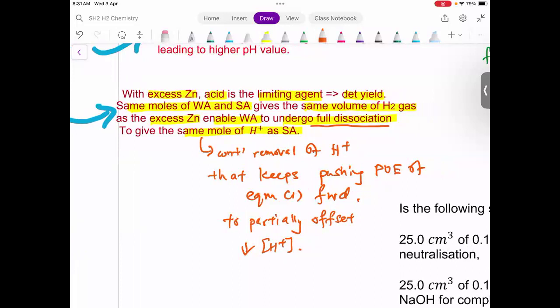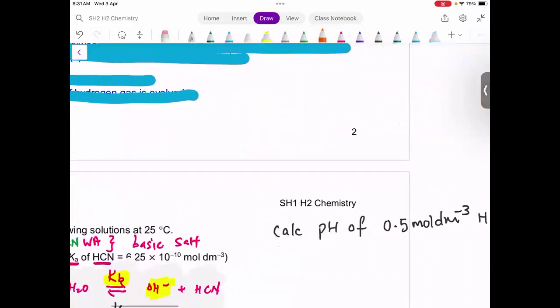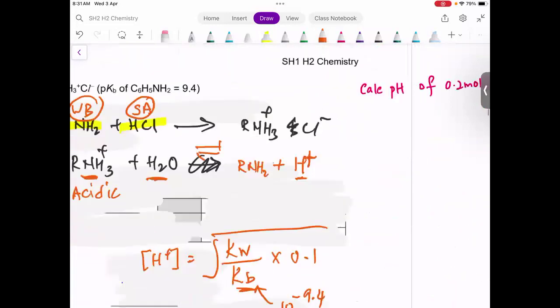Okay, any question? If there's no question, then I'll continue. All right, so we are done with this part. Then I'll continue with the titration curve.